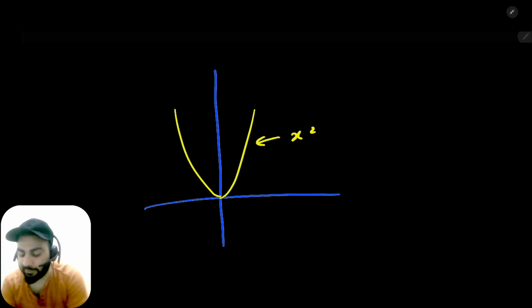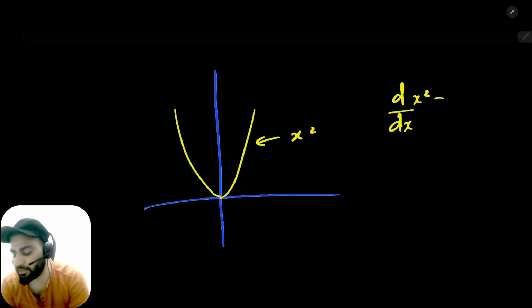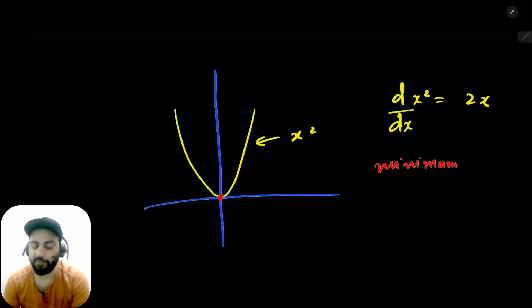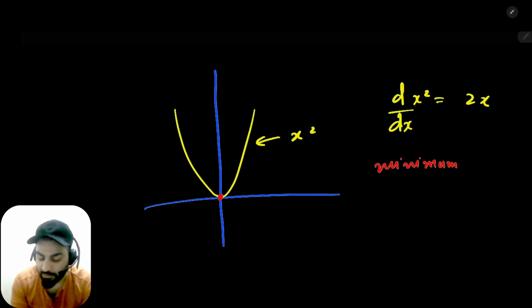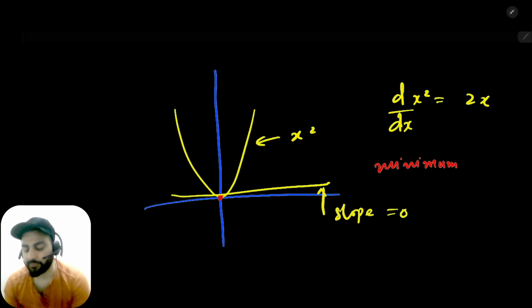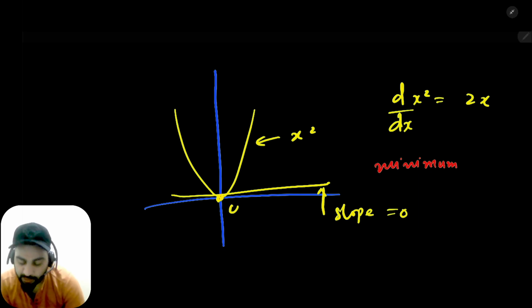So if I take the derivative of this, d by dx of x square, this is equal to 2x, so it will be a line sort of thing. If you see this point over here, here the function attains the minimum value. If it attains the minimum value, do you see the slope? The slope of this line is 0. The rate of change at this point, at this 0, is equal to 0.